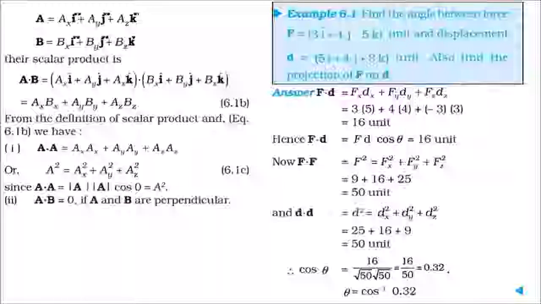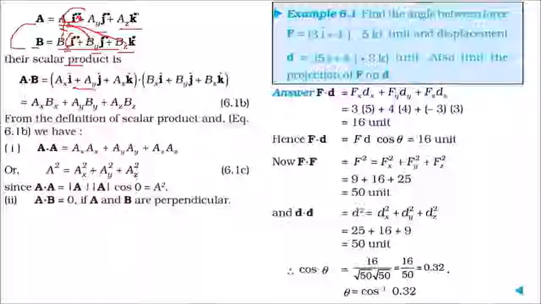The components of A along the xyz axes can be represented as axi, ayj, and azk. Similarly, B can be written as bxi, byj, and bzk. When you take the scalar product of these two, you have to multiply each term by each term: axi into bxi, axi into byj, axi into bzk. But you see here, i dot i will give you 1, otherwise i dot j and i dot k will give you 0.